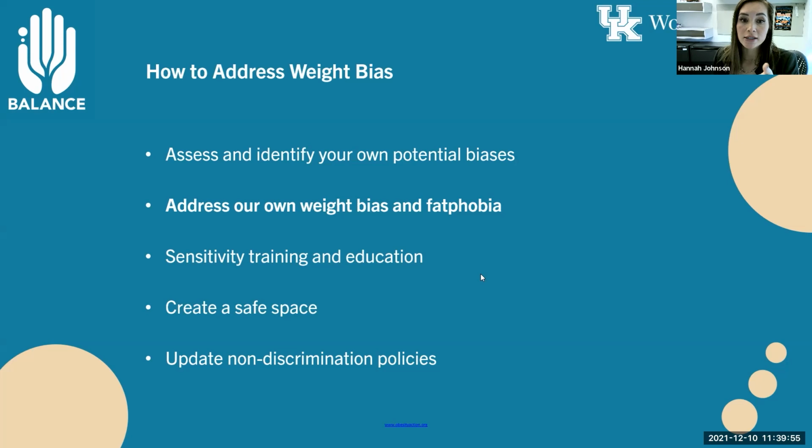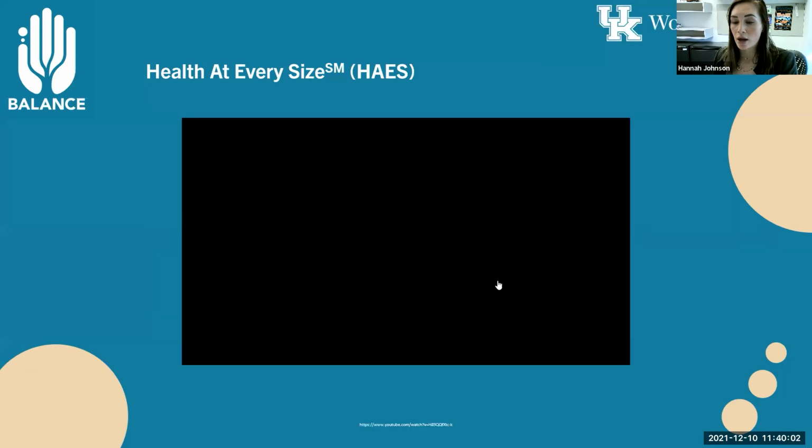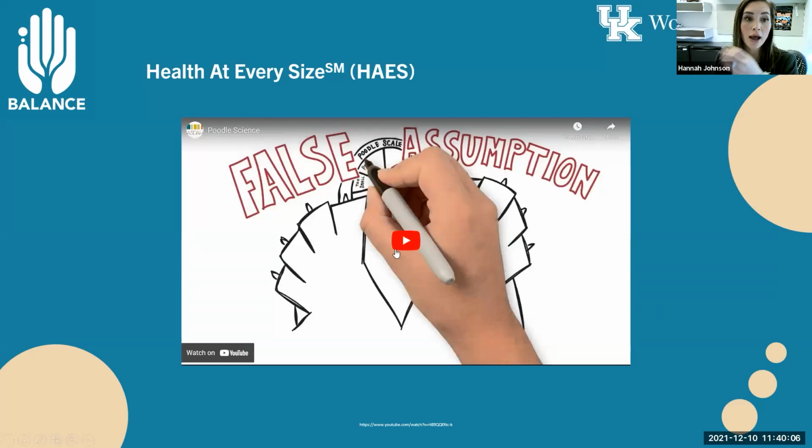So we have assessed our own potential biases. The next step is to address our own weight bias and fat phobia. So I have another video for us to watch that can help answer some of these questions that you all have, but also describe another thought process or way to think about health and our body size and why it's not necessarily possible for all of us to meet these cultural standards that are quote unquote beauty or thin ideal. So we'll take a couple minutes to look at this.